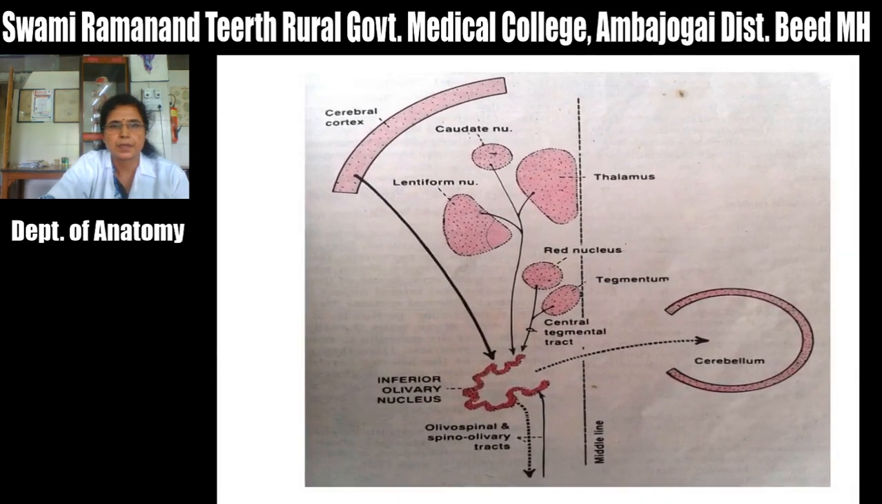This diagram shows the connections of the inferior olivary nucleus. It receives fibers from the cerebral cortex and from the spinal cord through the spino-olivary fibers. It also receives fibers from the red nucleus and tegmentum of the midbrain, and from the lentiform nucleus and the thalamus, and they terminate in the inferior olivary nucleus. Its main efferents cross to the opposite side as the olivocerebellar fibers, and they terminate in the cerebellum as the climbing fibers.